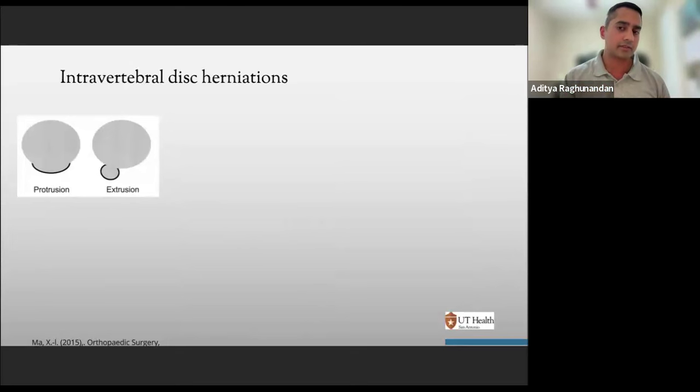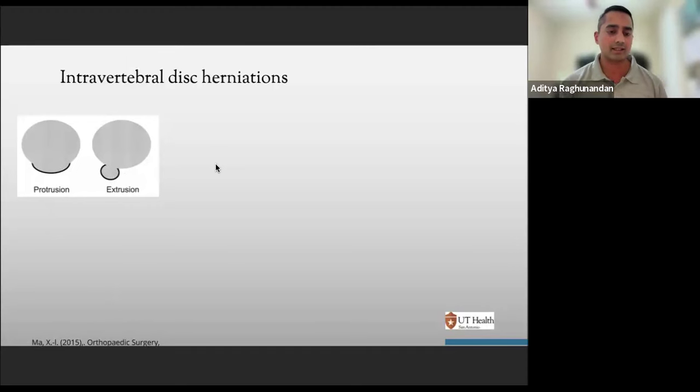Understanding these differences is helpful both at a histological level and at a clinical and prognosis level, as far as when you're talking to your patients. So the two big types of herniations are protrusion and extrusion. The definition of a protrusion is that the base is larger than the amount of disc material traveled. An extrusion, on the other hand, has a base smaller than the distance traveled.